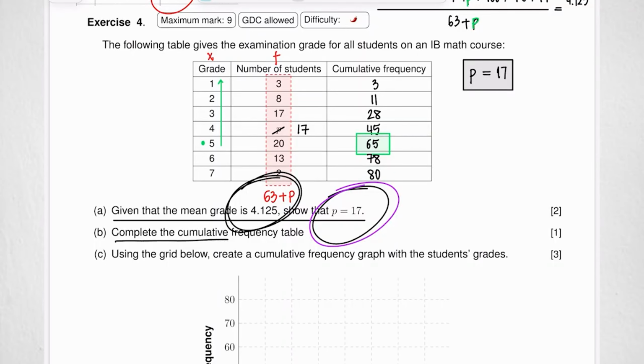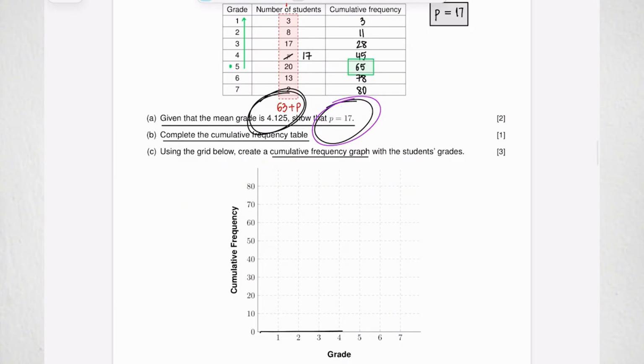Now that we have the cumulative frequency table, we can graph the cumulative frequency graph using the grade as the x-axis and the cumulative frequency as the y-axis. Do know that the cumulative frequency will always be the vertical axis. However, the horizontal one will change with the context of the question. So in this case, we're describing grades. It could be, for example, weights or time or anything.